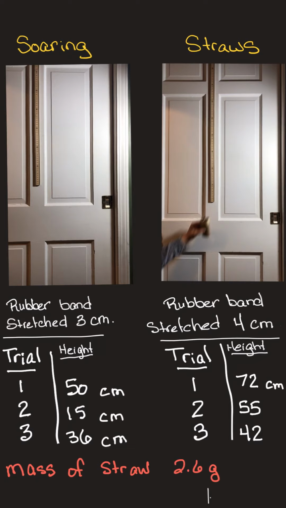So what happens when the elastic potential energy increases? How does that affect the gravitational potential energy?